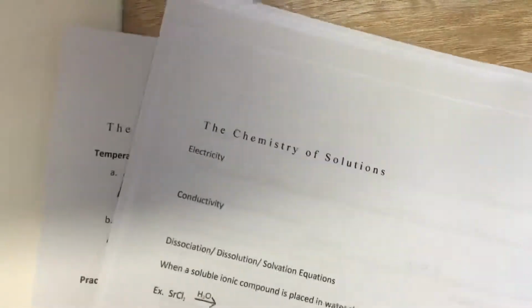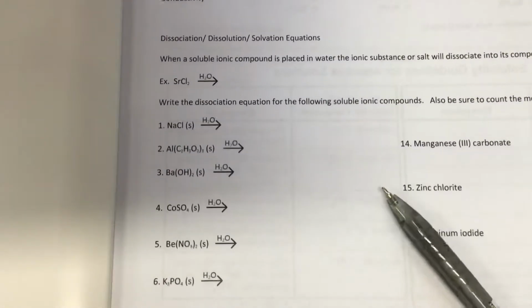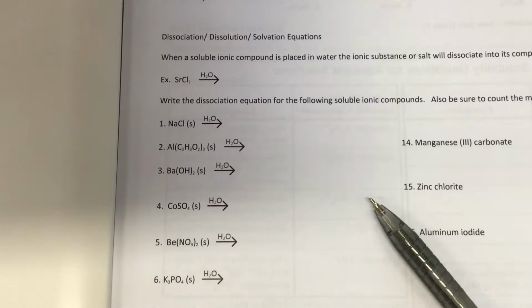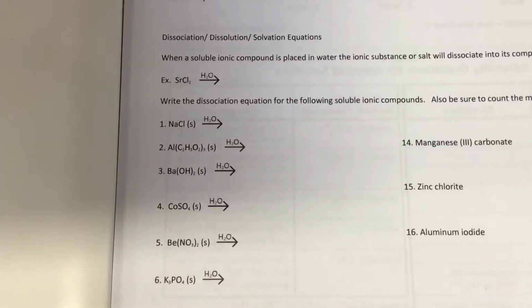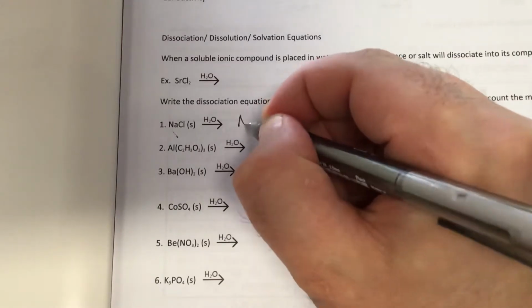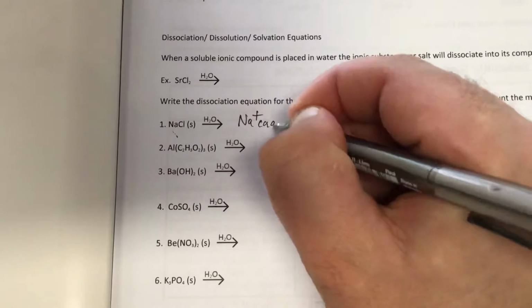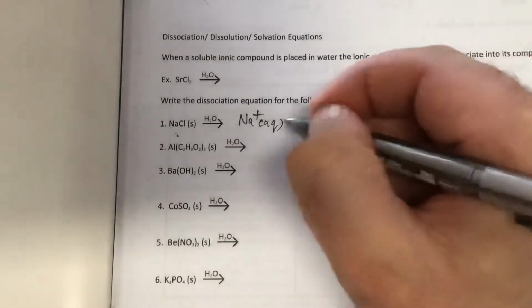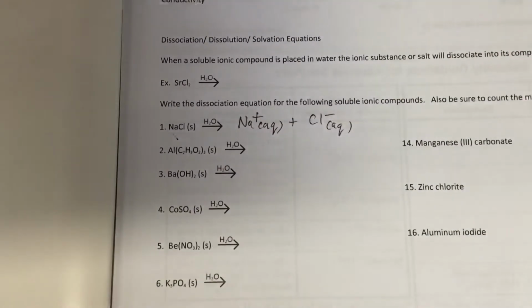Okay, a few things that we haven't done that you might want a little bit of help with. So, writing the equations for soluble ionic compounds. Okay, also be sure to count the moles of dissolved ions to make sure. Okay, so NaCl solid is going to make sodium ions. Of course, we need to state the state there. It's going to be aqueous plus chloride ions, aqueous.